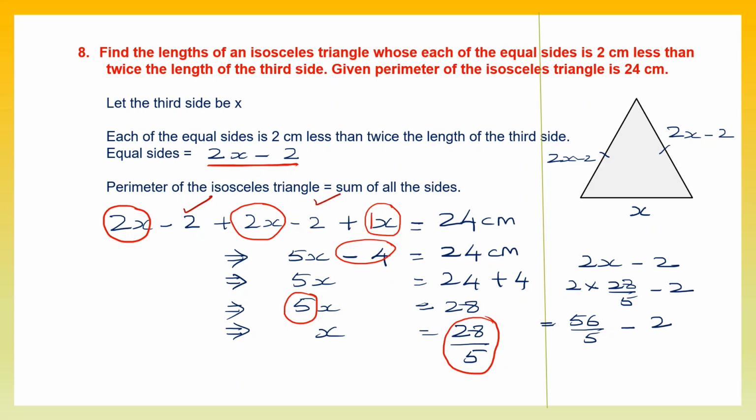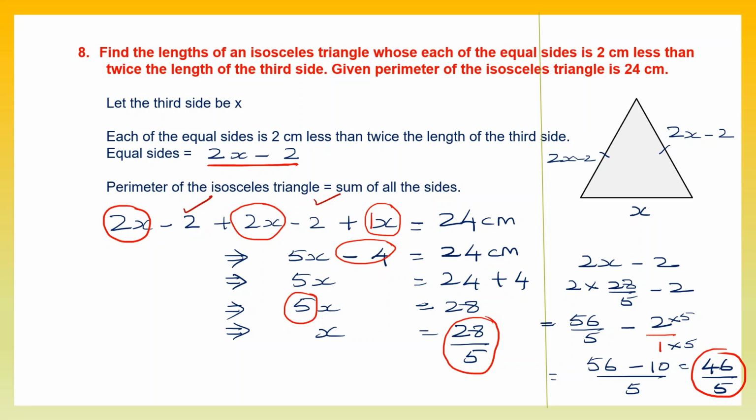Now here we're going to subtract these like fractions. So the LCM is 5. So 56 minus 1 into 5 is 5, so 2 into 5 is 10. So that is 56 minus 10 is 46. So we've got 46 by 5. So the equal sides are 46 by 5 each.